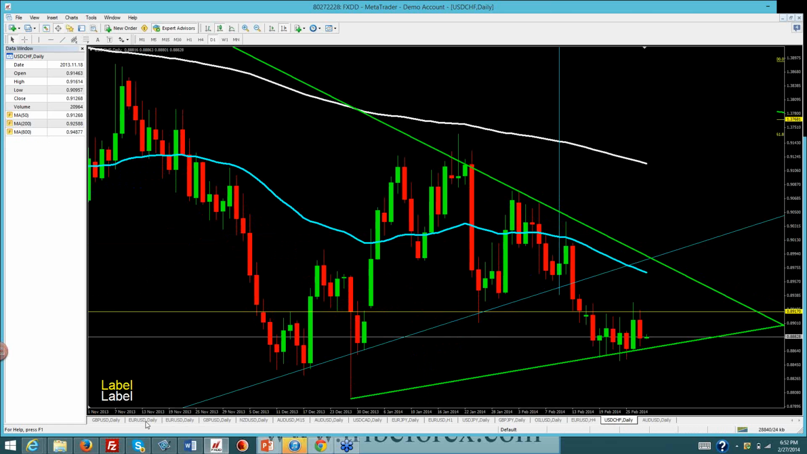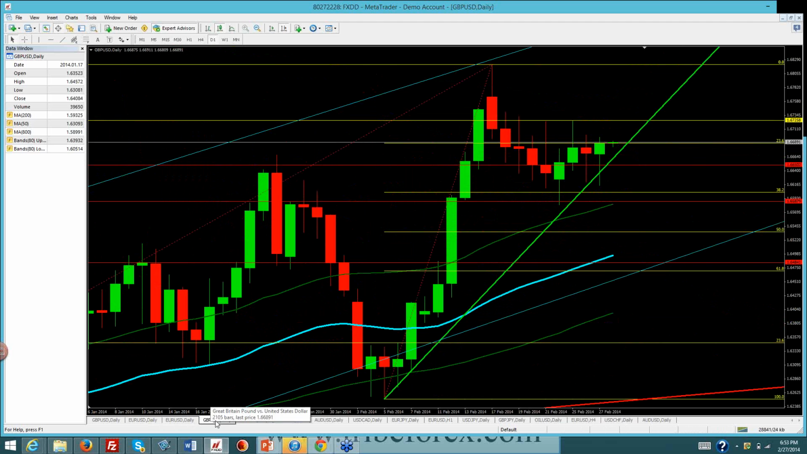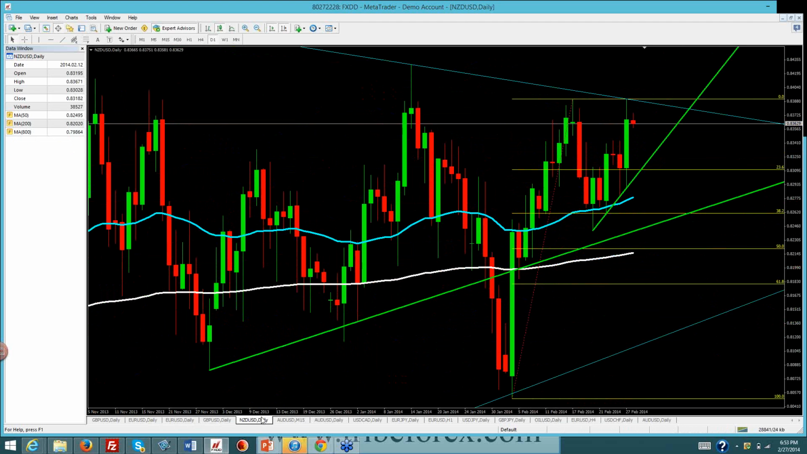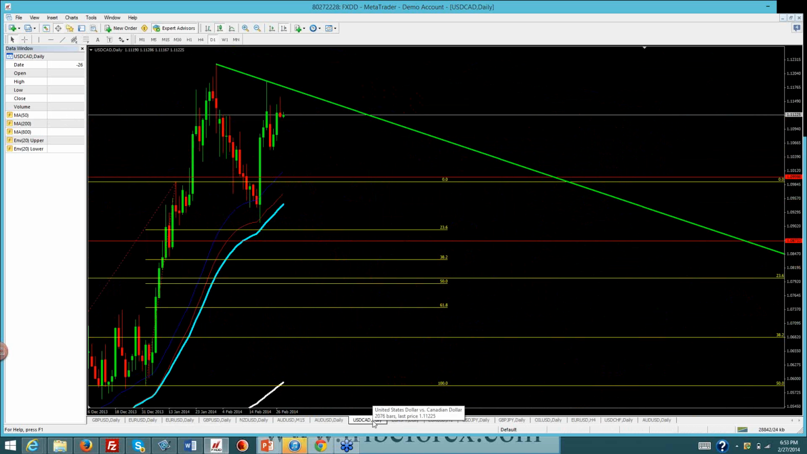So to recap, we have a buy bias on the euro dollar. We've got a buy bias on the pound dollar. We've got a sell, I think, on the New Zealand dollar. Aussie dollar, I'm going to look for a buy, price to come down, test that trend line, buy there. We didn't talk about the dollar CAD. I think there's a sell on the dollar CAD.